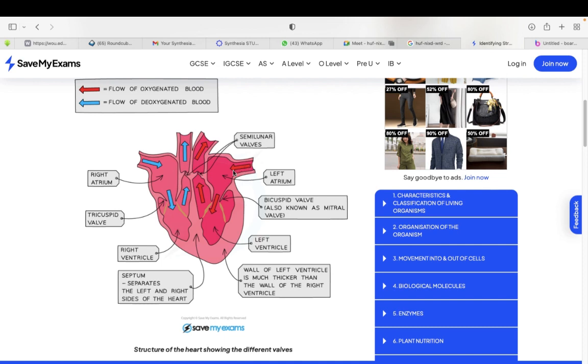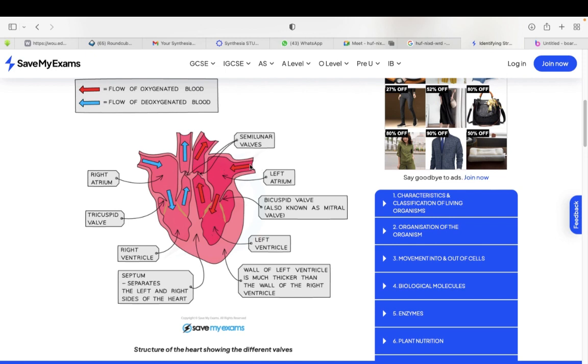Similarly, the oxygenated blood that is coming from the lungs: when this atrium contracts, this bicuspid valve will open. When it opens, the blood can flow in. And then when this left ventricle contracts, this valve will close so that the blood cannot go backward. This bicuspid valve and the tricuspid valve are both called atrioventricular valves. The bicuspid valve will close when this ventricle contracts, so the blood can go only in this direction, not backward to where it's coming from.